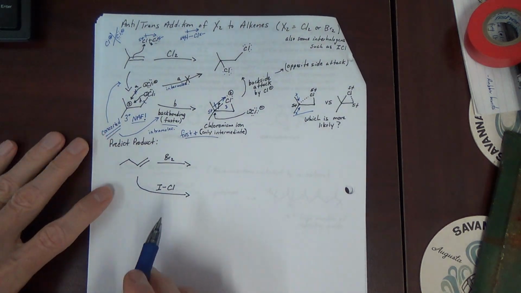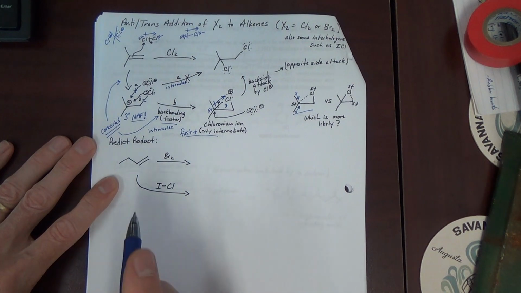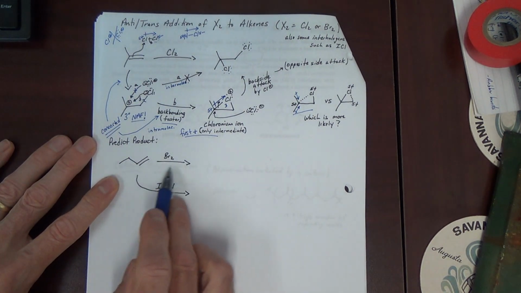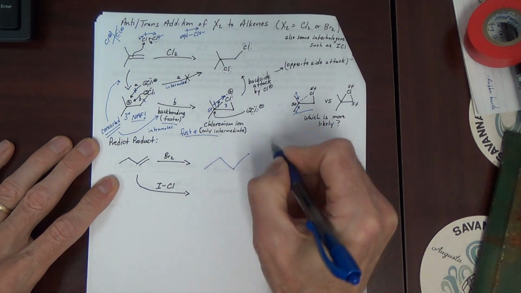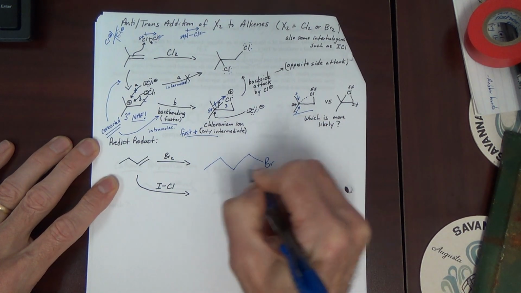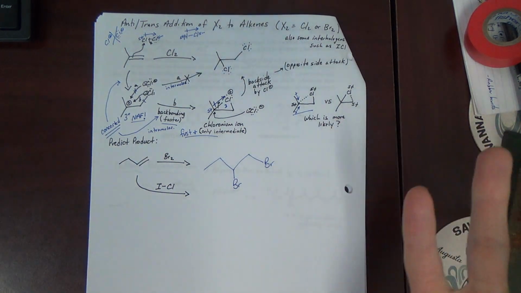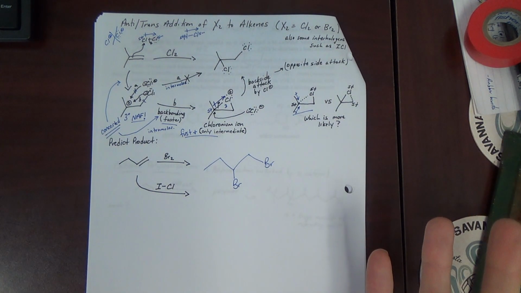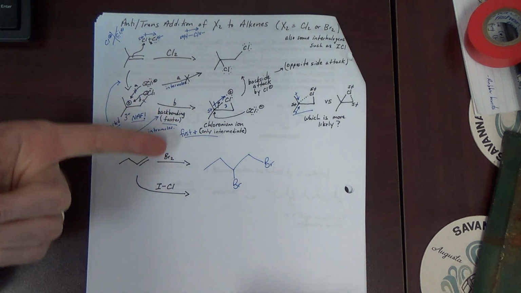Now, let's predict the product. If we don't consider stereochemistry, which we're not doing quite yet, this reaction is pretty easy. Elemental halogen, we're going to add a bromine to each carbon. Boom, boom, boom. Bromine here and bromine here. And it's a dihalide. You can go through this and do the same exact mechanism.